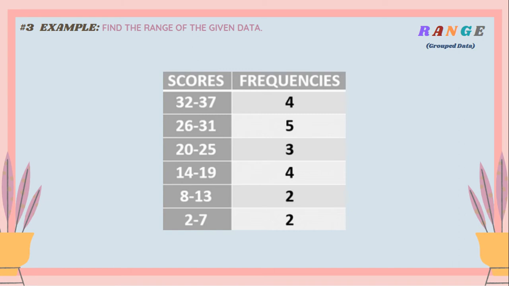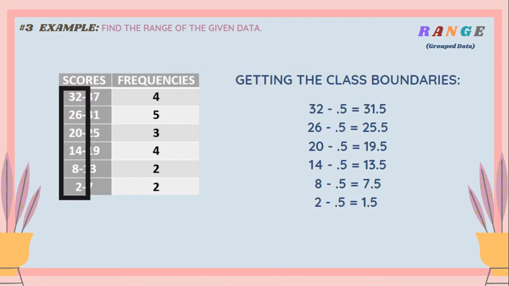And then here's my third example data set. So we need to find the range. So these are the lower class limits. We need to subtract 0.5 from each one of them. 32 minus 0.5 is equal to 31.5. 26 minus 0.5 is equal to 25.5. And then 20 minus 0.5 is equal to 19.5, and so on.